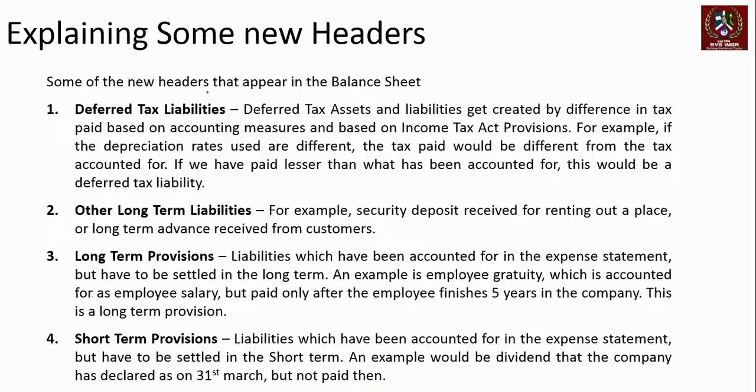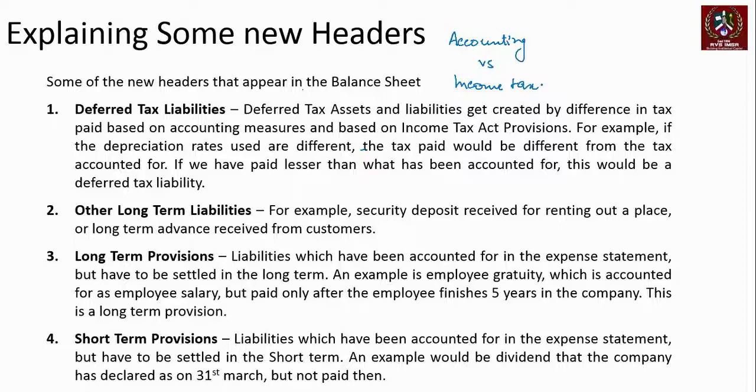Some of the new headers that would appear on the balance sheet would talk about deferred tax liabilities. So you could see a deferred tax asset, you could see a deferred tax liability, and you could see a net of any of these. So in this case, we are seeing a deferred tax liability. Now, how does this come in? Typically, there is a Companies Act in India and there's an Income Tax Act in India. So the accounting done by the company versus the income tax accounting will create a couple of differences.